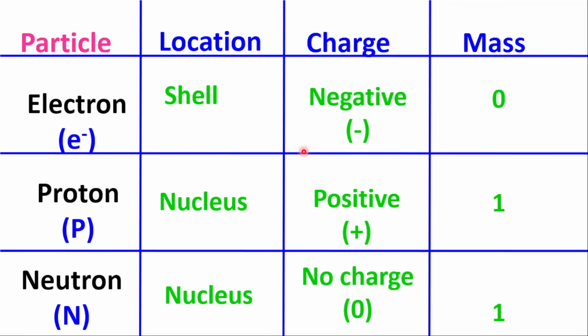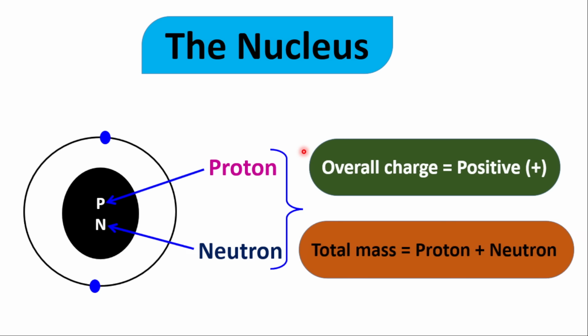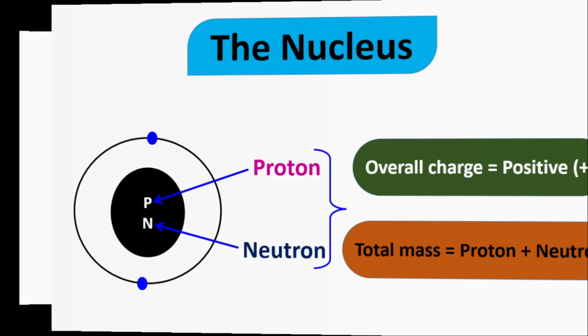The nucleus is positively charged, because the protons are there in the nucleus. Again, we say the nucleus contains protons and neutrons, and so they contribute to the overall charge of a positive charge. 0 plus positive is a positive. The total mass of an atom is based on the proton and the neutron, because those are the two particles that have masses.